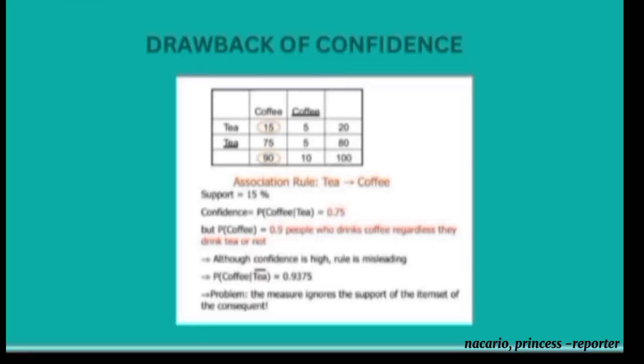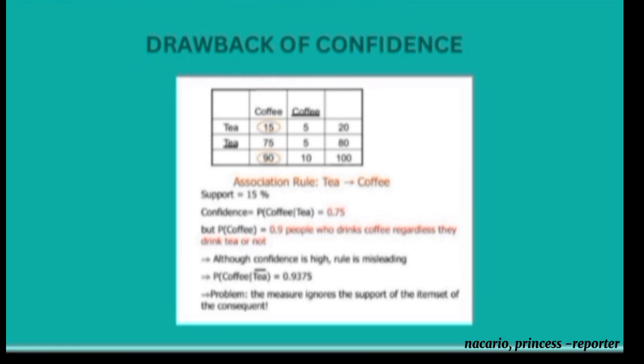This slide explains a major limitation of using confidence as a measure for association rules, using the rule tea implies coffee as an example. Understanding the table: the 2 by 2 table shows a count of people who drink tea and or coffee. Rule being evaluated: tea implies coffee. The support of tea implies coffee is equal to the probability of tea and coffee occurring together. That's 15 out of 100 transactions, or 15%.